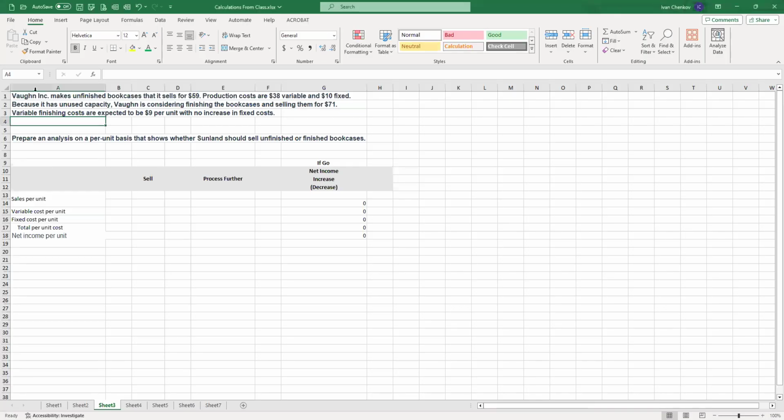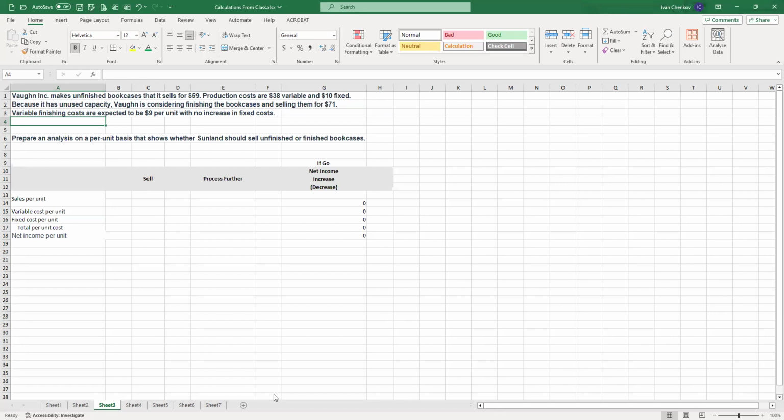This company makes an unfinished bookcase that sells for $59. Production costs are $38 variable and $10 fixed. Because it has unused capacity, consider finishing the bookcase and selling it for $71. Variable finishing cost is expected to be $9 per unit, with no increase in the fixed cost. Now we have to prepare the analysis. This is what they expect to see from you.